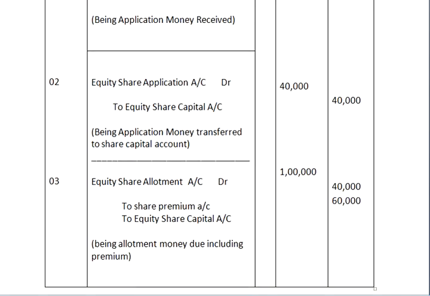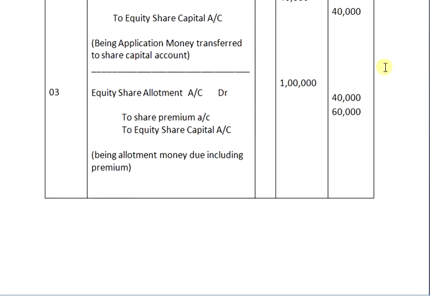Coming to the next transaction, that is on allotment. On allotment, remember here one adjustment is given, that is the premium. Always the premium should be credited. So here, equity share allotment account debit 20,000 into 5. This is an allotment due transaction. Again, in the allotment we have two transactions. One is the due transaction, the next is the receiving of the allotment money transaction.